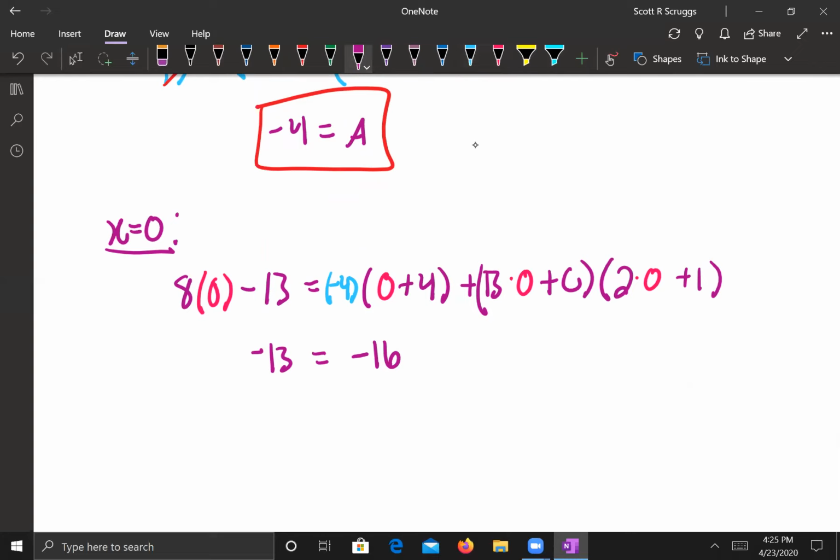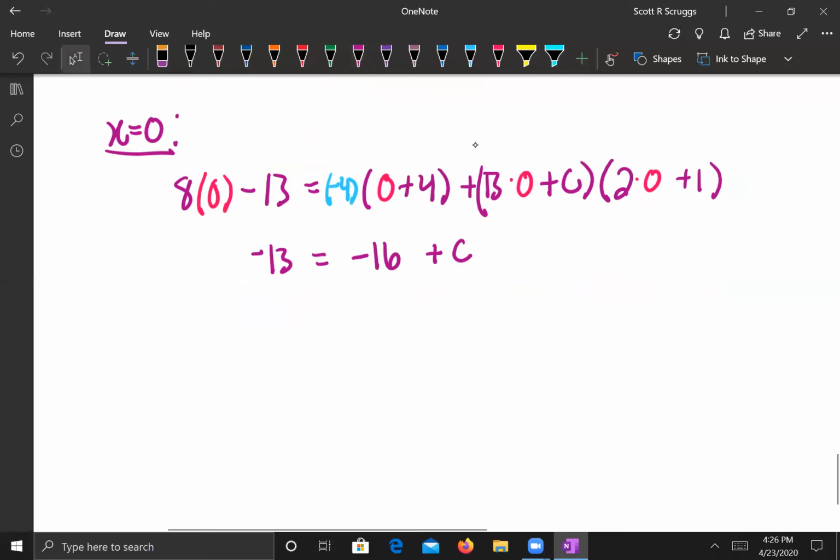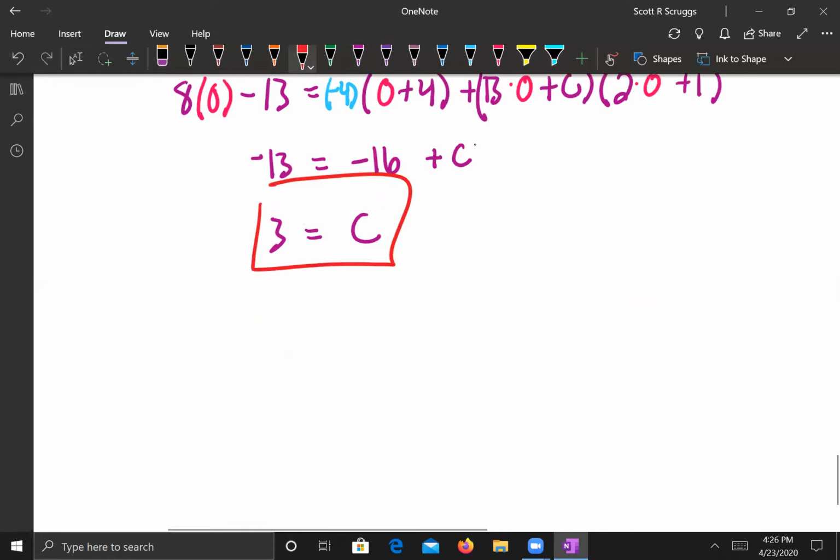B times 0 is 0. 2 times 0 is 0. So after simplifying, I'm just left with, on the right-hand side, negative 16 plus c. Meaning, once I add 16 to both sides, I'll have negative 13 plus 16, or 3 equals c. So I'm now 2 for 2. So now for the third part.